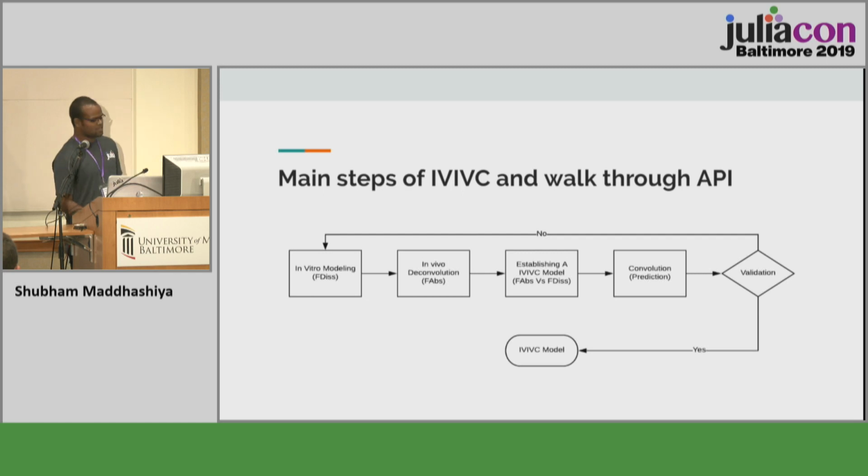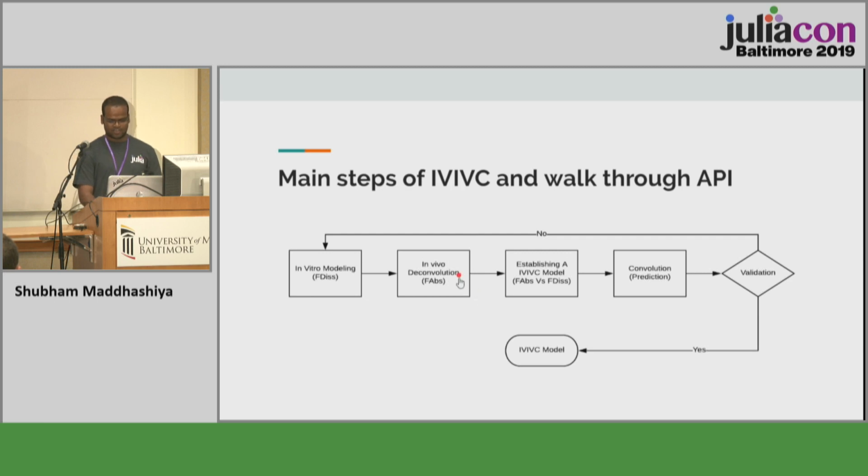So IVIVC is simple. It involves 5 major steps. The first one is in vitro modeling, which gives you the dissolution profile. The second one is in vivo deconvolution, which gives you the absorption profile. And then we establish IVIVC between these two profiles, and then we apply convolution and the IVIVC model to get our predicted plasma concentration profile.